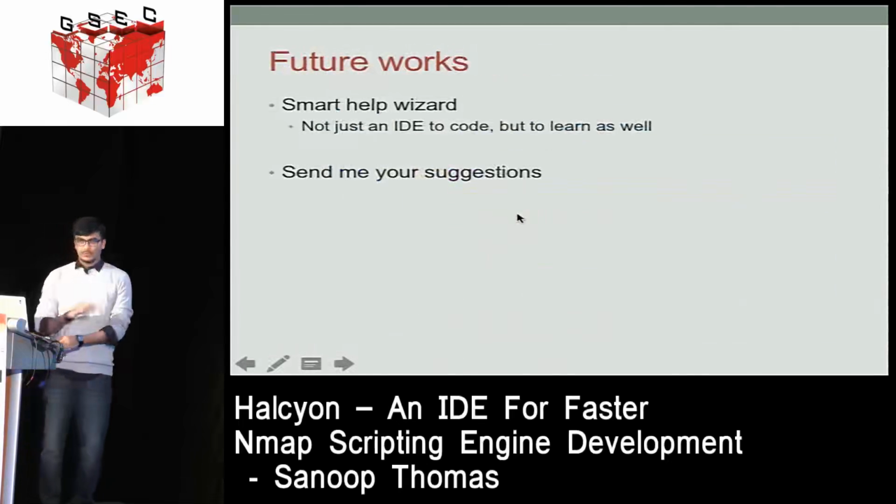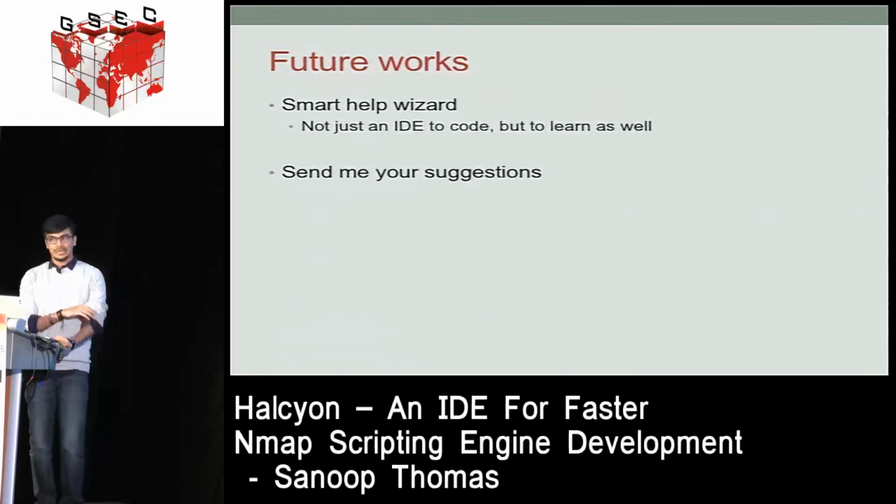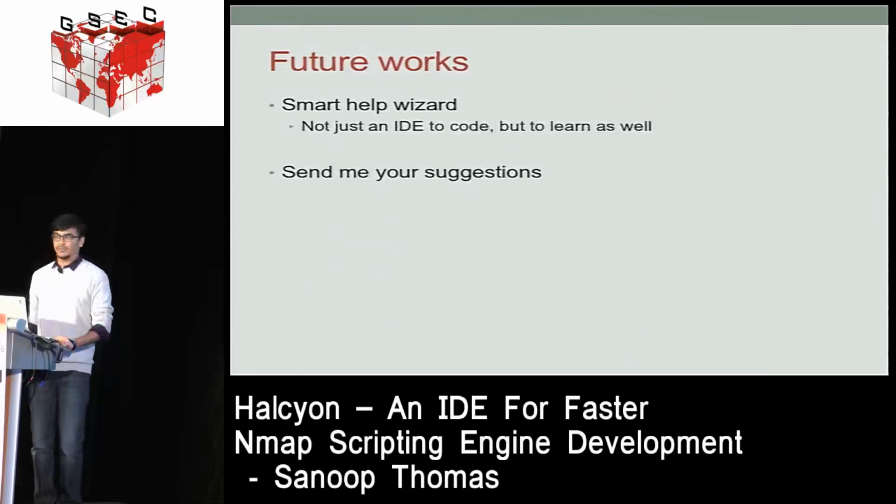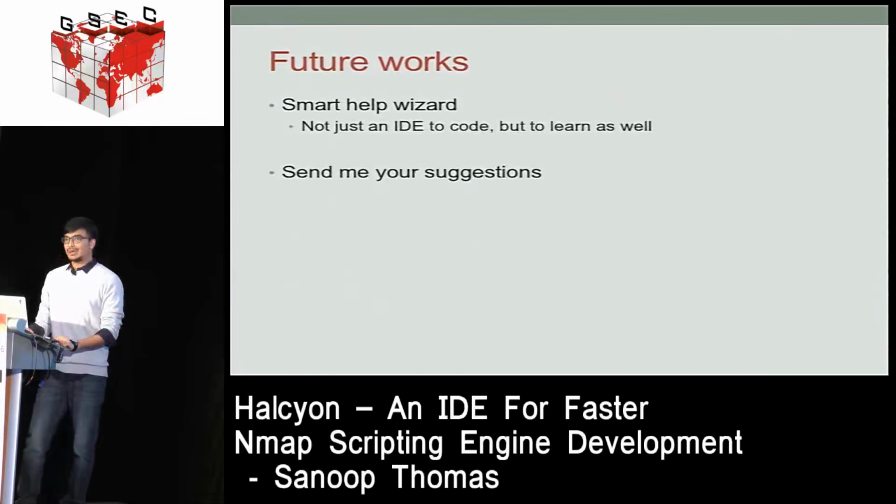Okay, so these are the current features available with Halcyon IDE as of now. What I'm currently working on is a smart help wizard. Usually Nmap has an amazing wiki online, so you could go to nmap.org/nsedoc and see what the script does, what kind of functions it supports, how you pass the arguments, and what kind of responses it gives back. It's just an amazing wiki. The only thing is you would need to navigate through the whole pages to find the correct libraries you're using, so that takes a little more time.